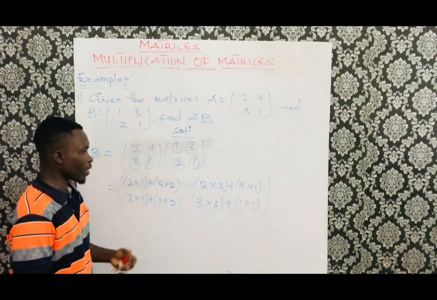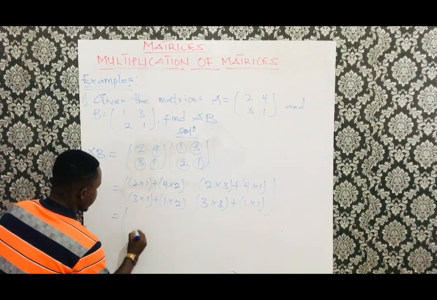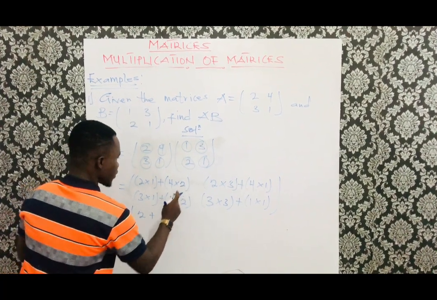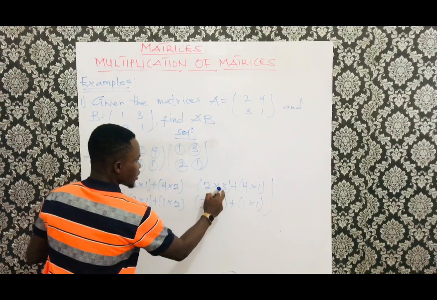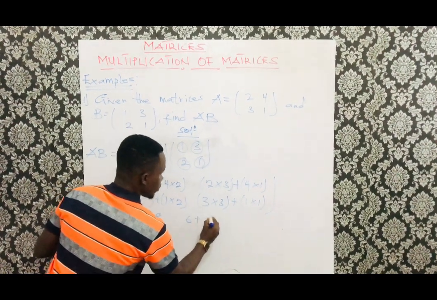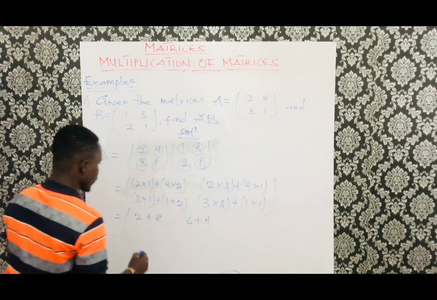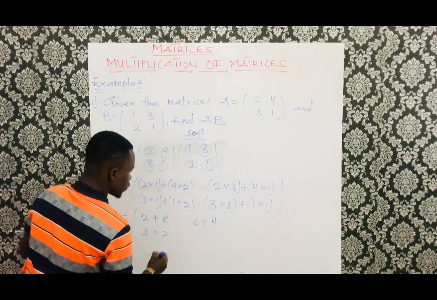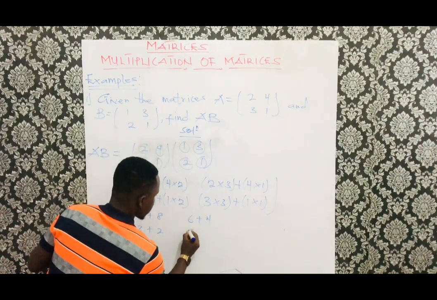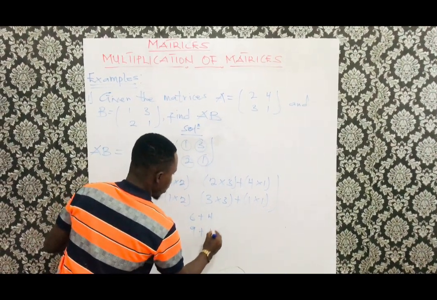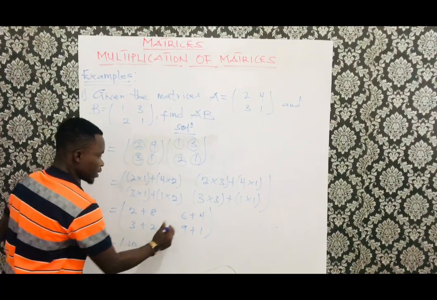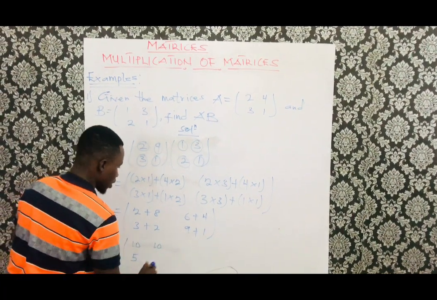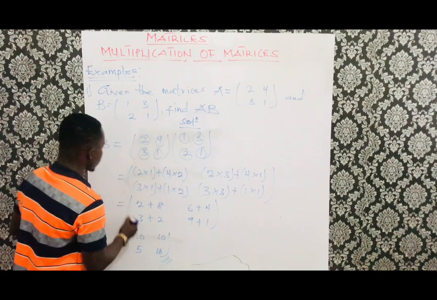So from here you do your normal calculations. We have 2 times 1 gives us 2 plus 4 times 2 gives us 8. 2 times 3 gives us 6 plus 4 times 1 gives us 4. 3 times 1 gives us 3 plus 1 times 2 gives us 2. 3 times 3 gives us 9 plus 1 times 1 gives us 1. 2 plus 8 is 10. 6 plus 4 is 10. 3 plus 2 is 5. 9 plus 1 is 10. Therefore, this becomes our product of A and B.